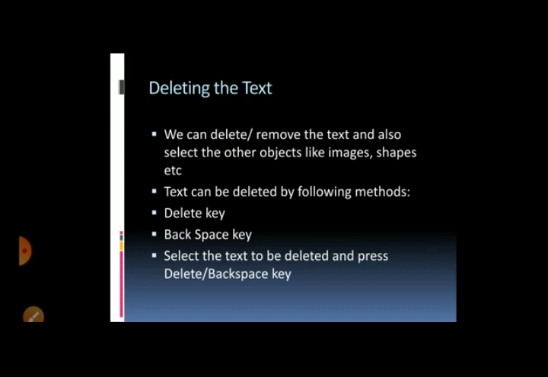First is the delete key. How could you delete using the delete key? Place the cursor at the beginning of the text that has to be removed by mouse click or arrow keys, and press the delete key on the keyboard. Next, the backspace key. Place the cursor at the end of the text that has to be removed by mouse click or arrow keys, and press the backspace key on the keyboard. The third one is to select the text to be deleted and press the delete or backspace key. So by these three methods, you could delete your text.